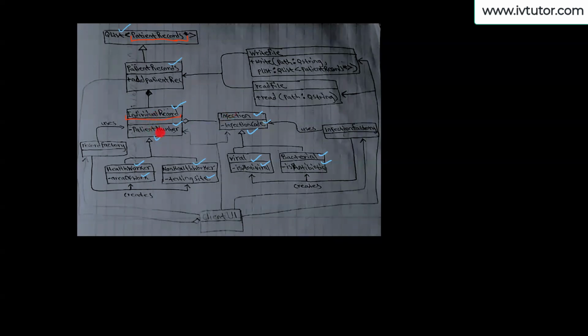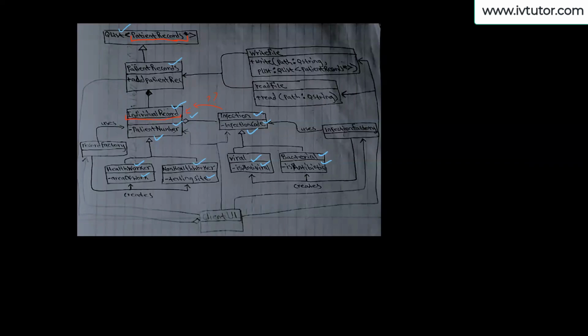Now, an infection is an attribute to your patient record, which means an infection instance lives within a patient record, which means for a patient record, we need to know what type of infection it is. So inside your individual record, we want to see an infection. So you put aggregation there, which is correct. The question then becomes, where is it?